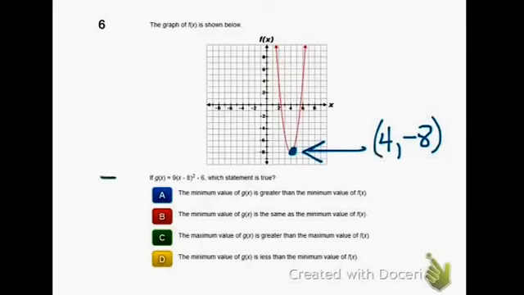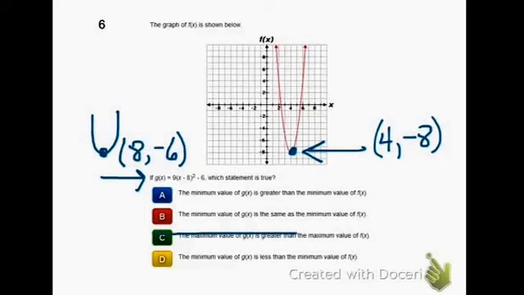And if I look at my g function here, that's going to be a positive x squared, so it's going to go up. So it will have a minimum value also. And the vertex is going to be at positive 8, because you got to change the sign, comma negative 6. So both of these are minimum values. So I know my answer choice could be A, it could be B, it could not be C, because those are talking about maximum values.